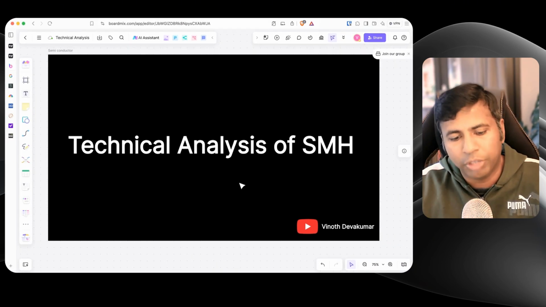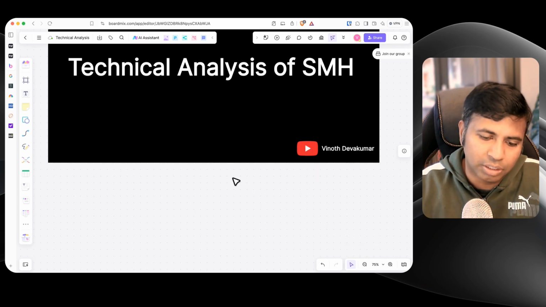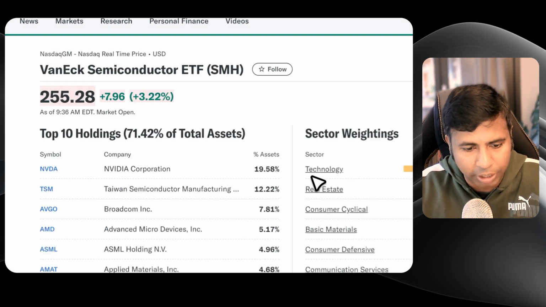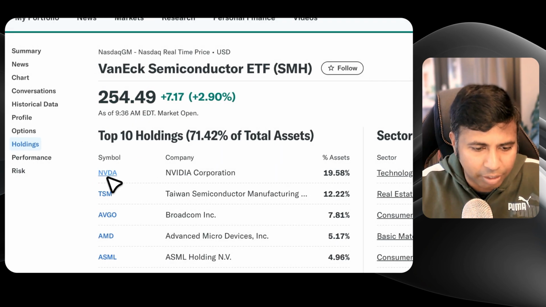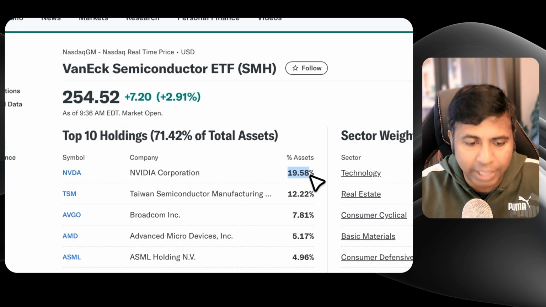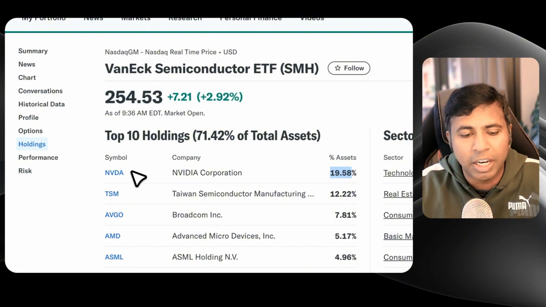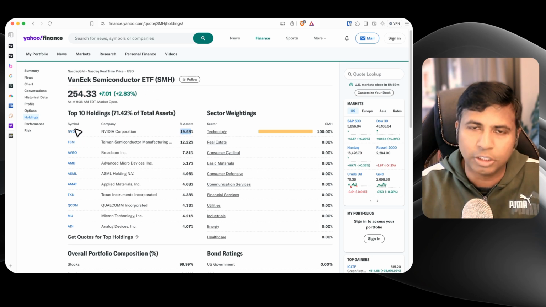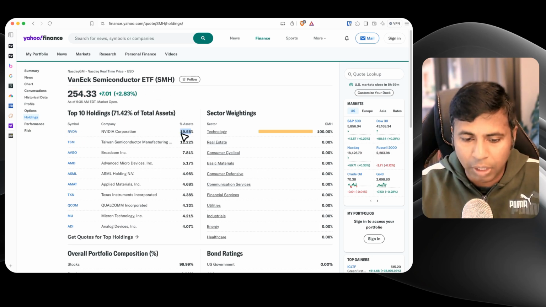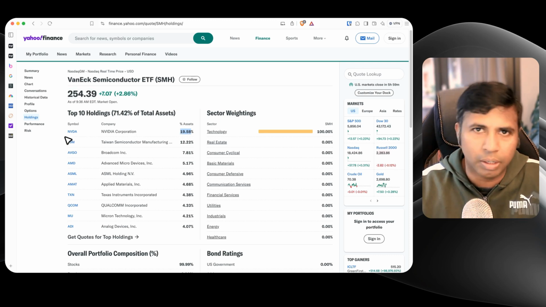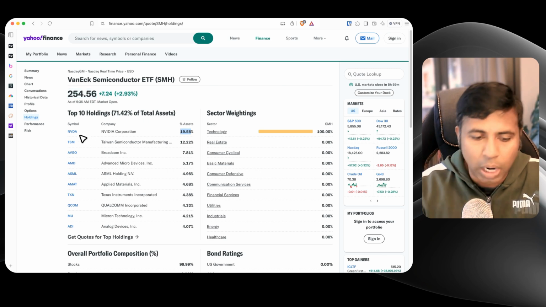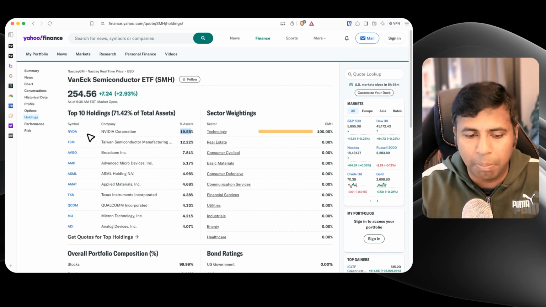Let's also look at some of the technical analysis of the SMH ETF. Before that, let's first look at the composition of SMH. We can see here that almost 20% of SMH is in Nvidia. Nvidia is a clear leader in the semiconductor industry, and that's the reason why it has so much weight. Even in an ETF, having close to 20% is a big position, because an ETF is supposed to be composed of several companies, and for one company to have a 20% weightage is a very huge thing.